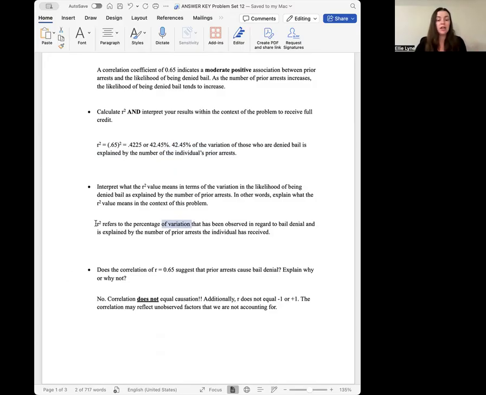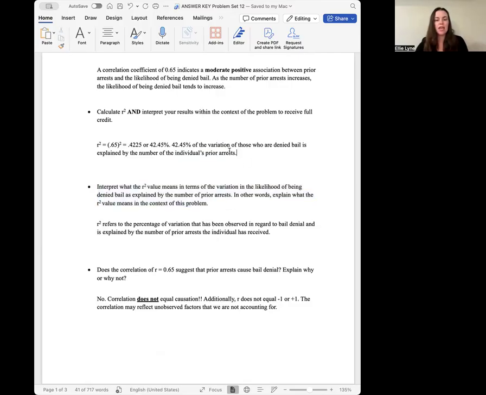Here, R-squared refers to the percentage of variation observed in bail denial that is explained by the number of prior arrests the individual has received. So it's really just describing those two variables in relationship to one another and which one is describing the variation in the other. A lot of folks actually included this explanation down here, but again, what I was looking for was more of that conceptual. I left text feedback a lot of the time for the difference between these two. I'll try and make it a little bit clearer moving forward.